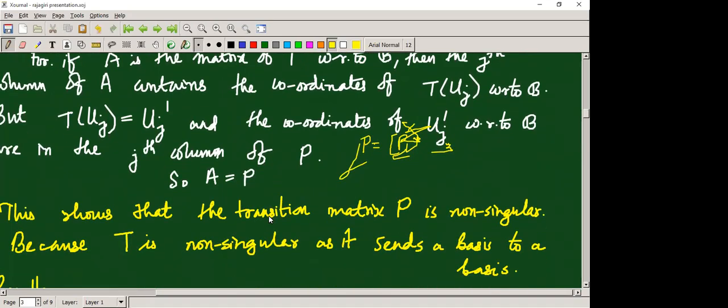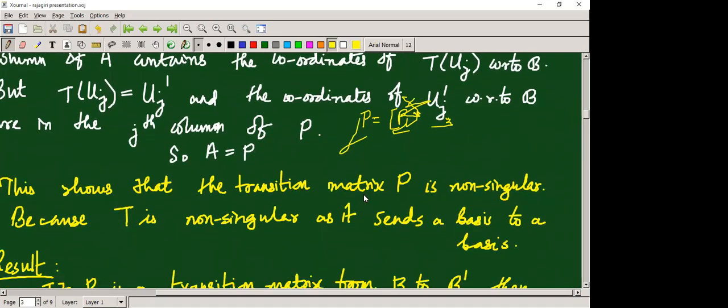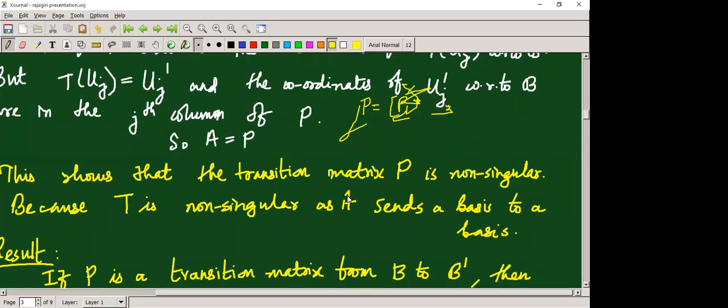So this shows that the transition matrix P is non-singular. Why is this non-singular? Because T is a non-singular, or invertible, linear transformation, because it sends a basis to a basis. If T sends a basis to a basis, then that is clearly a one-one and onto linear transformation. So T is non-singular. If the linear transformation is non-singular, its matrix should be non-singular. So what we have seen is that the transition matrix is non-singular.